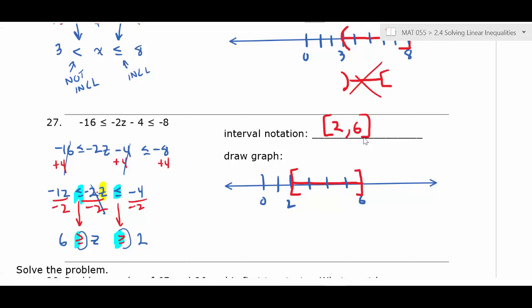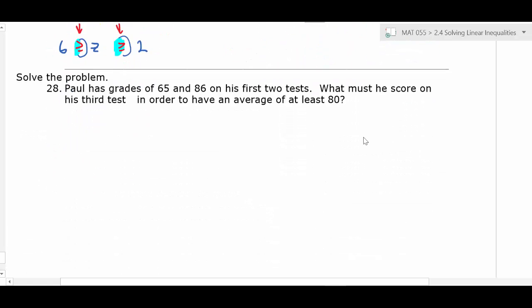Okay, so the last problem, and of course you can check your answer on any of these like I showed you. Let's take a look at this one. This says Paul has 2 grades of 65 and 86 on his first 2 tests. What does he have to score on his 3rd test to have an average of at least 80?